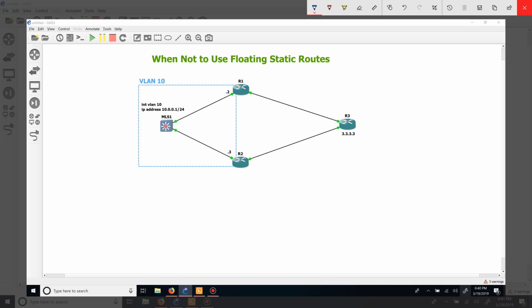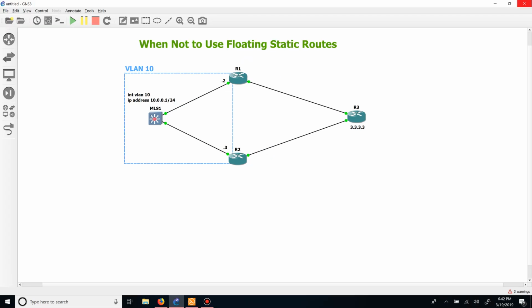So the issue with this is if router 1 went down, the switch would still think it was up because the VLAN's still up, because this interface is still up. So we'll see in the CLI that in this situation, the redundancy that a floating static route provides, or the failover, doesn't work. So we'll see this now.